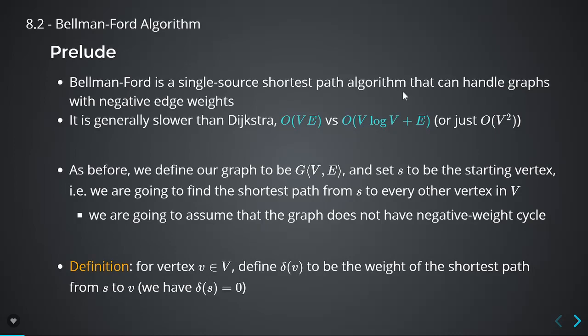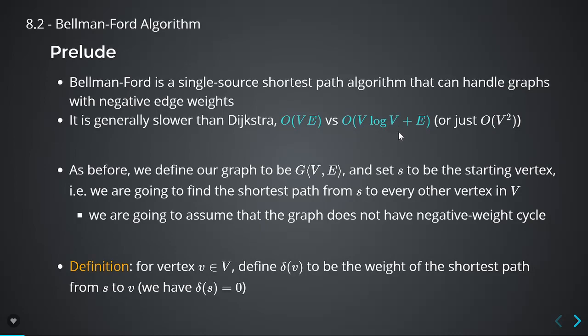Because it does more than Dijkstra in a way, it's actually worse than Dijkstra in terms of complexity. The complexity of Bellman-Ford is big O of V times E, while Dijkstra is, well, you can do it in V log V plus E, I guess. We're going to go back to this later after we discuss the algorithm.